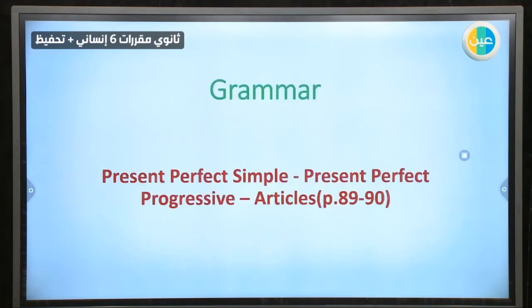In this unit, the grammar section is about present simple, present perfect, present perfect progressive, and articles. So, present perfect simple, present perfect progressive, and articles. You will find a full explanation on pages 89 and 90. So please open your books to these pages and follow with me.